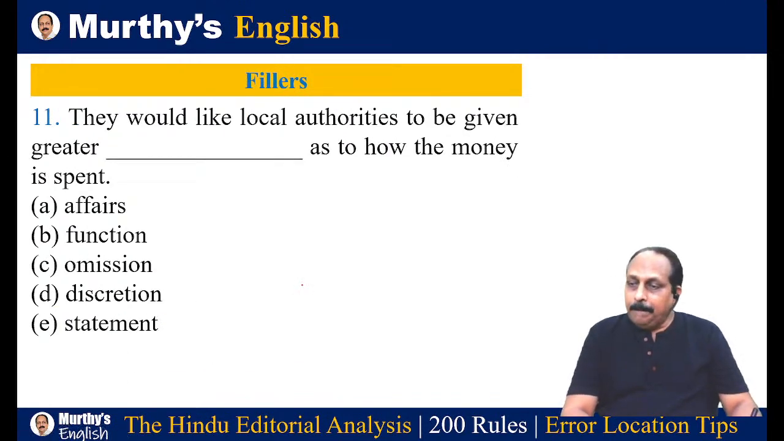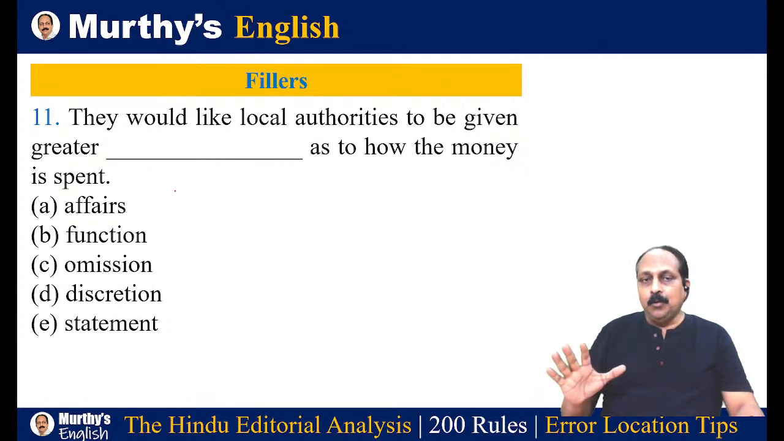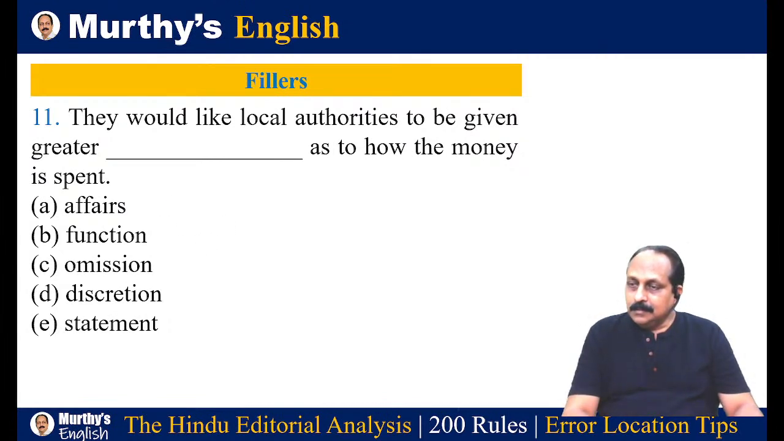Now you have questions based on fillers. 5 questions. They would like local authorities to be given greater as to how the money is spent. So what is the right word? Affairs, function, omission, discretion, statement. Go to question number 11. 11D. Very good. They would like local authorities to be given greater discretion.